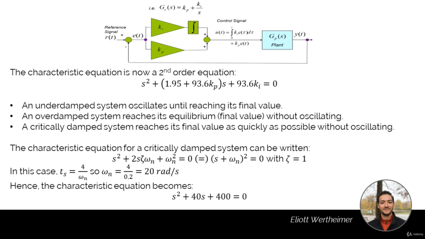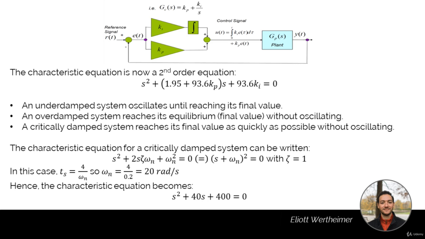A second order characteristic equation can always be written in the form of s squared plus 2 times the damping coefficient times omega n times s plus omega n squared equals 0. So omega n is the natural frequency of the system. It is the inverse of the time constant, so 1 over the time constant. You don't actually have to physically understand it to be able to use it, but it is essentially the natural frequency of the oscillations of the system.